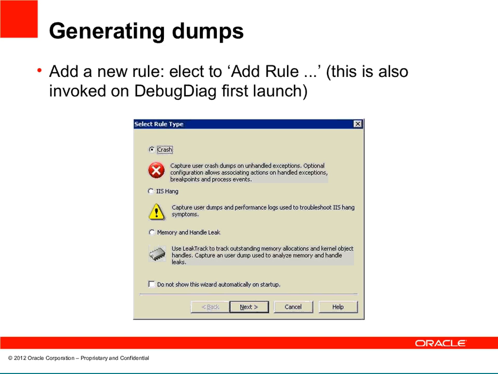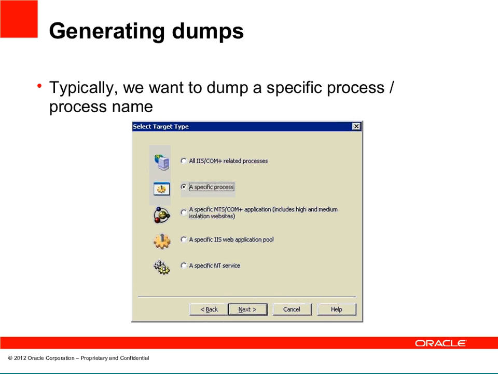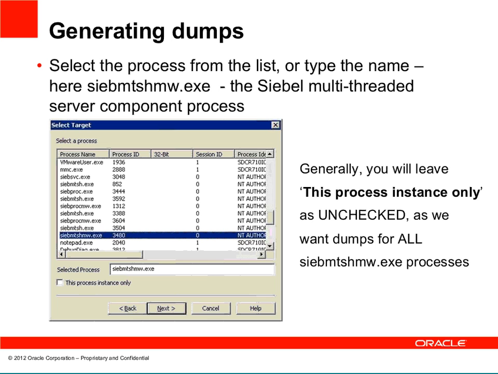So what we want to do, we want to take the default option. We want for it to analyze for a crash. We want it to be for a specific process or process name. The next dialog then gives us a list of the processes running on the machine. So you can, at this point, either select a process, in this case the CMTSH MW, which is the object manager process, or any multi-threaded Siebel process. So we can either select that.